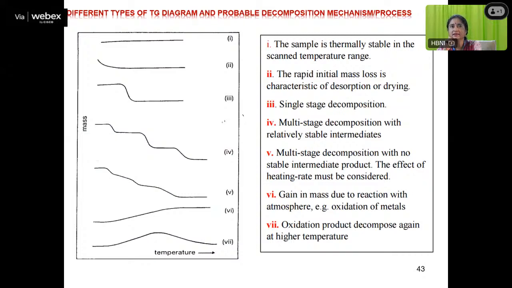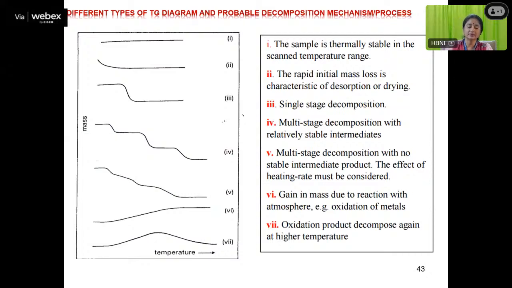In the second case, you can see a rapid initial mass loss, which is characteristic of desorption or drying. So some water molecules have gone with the initial temperature change. The water has volatilized and then the sample is stable. Now the third case is single stage decomposition. The fourth is multi-stage decomposition with relatively stable intermediates.